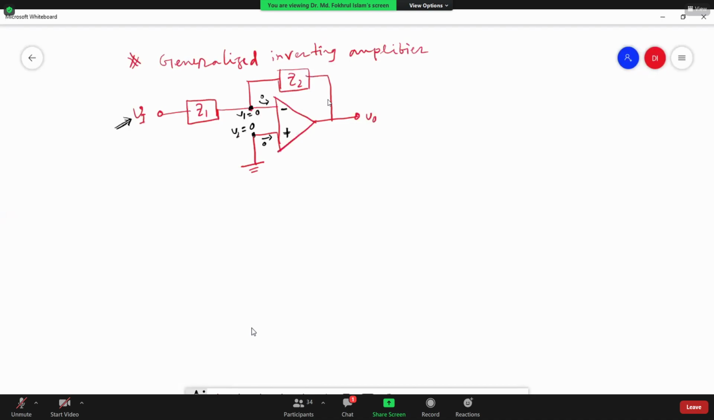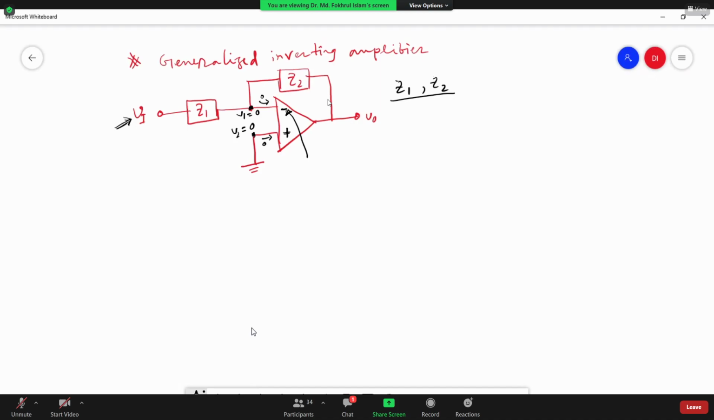Okay. Yes. So I just drew a generalized inverting amplifier. Since the input voltage is connected to the inverting terminal, we can say this is an inverting amplifier. Based on Z1 and Z2, the same circuit can be used in different applications depending on Z1 and Z2.